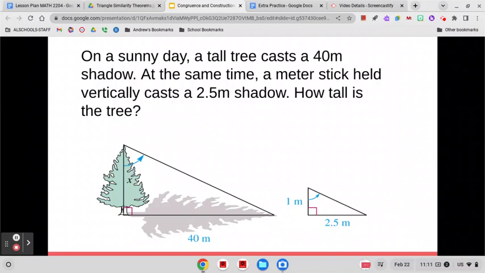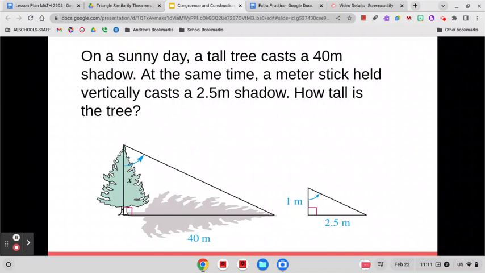We've got this sunny day. A tall tree casts a shadow of 40 meters. And I'm drawing a poor sketch of the same thing on my paper as I'm talking. So we've got this tree with a 40-meter shadow, and we've got a 1 meter stick that casts a shadow that's 2.5 meters.